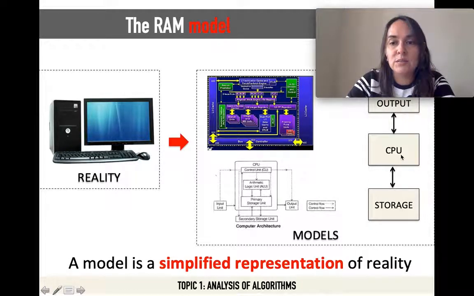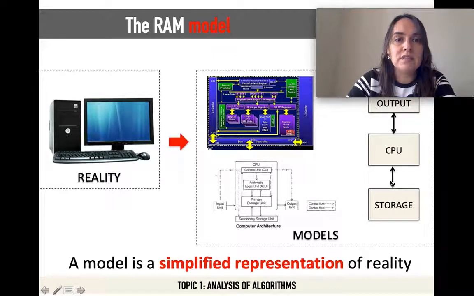So we have a central processing unit that can read and write data from the external environment. You cannot see it here, but on top of output it says input. And this central processing unit also has access to a storage where it can write and read data.